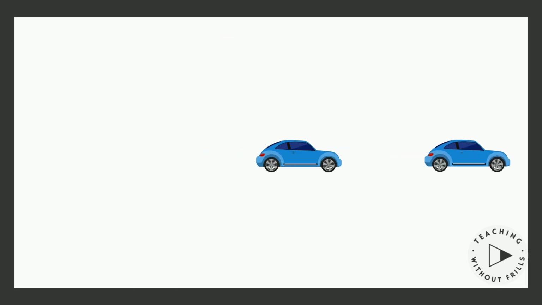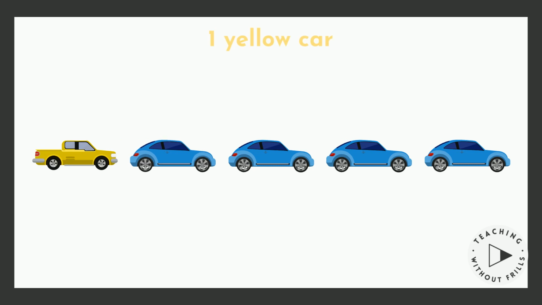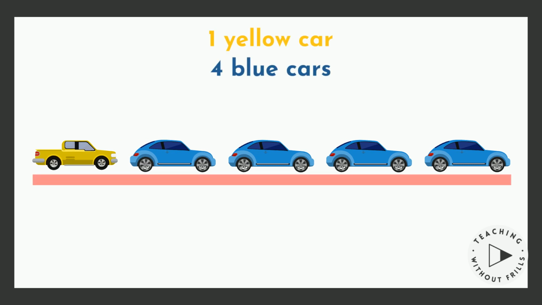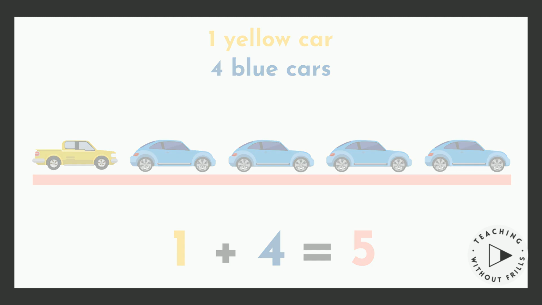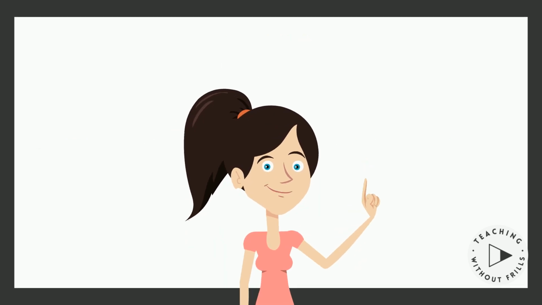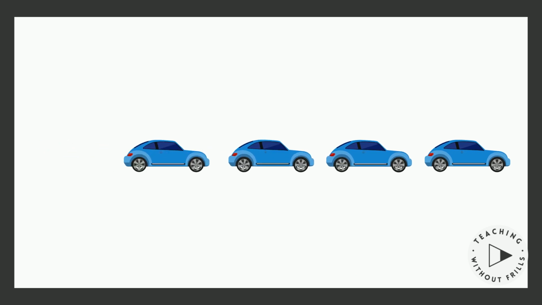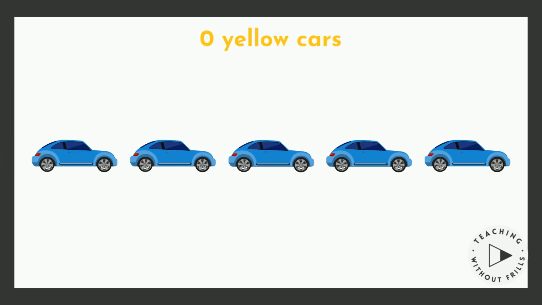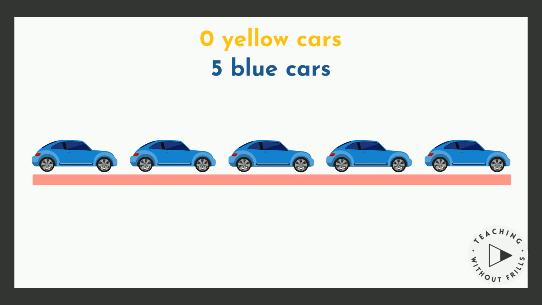How about 4 blue cars? 1 yellow car and 4 blue cars is also 5 cars in all. 1 plus 4 equals 5. Last one. Do you know what it is? Yep, all blue cars. 0 yellow cars and 5 blue cars is 5 cars in all. 0 plus 5 equals 5.